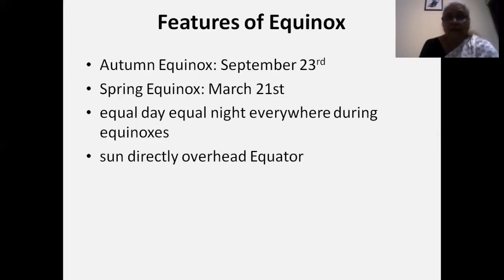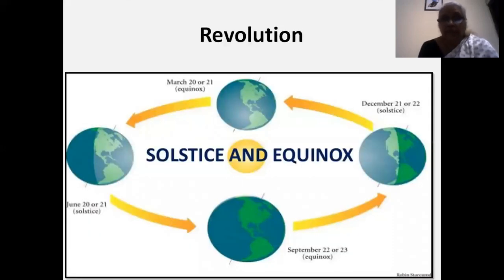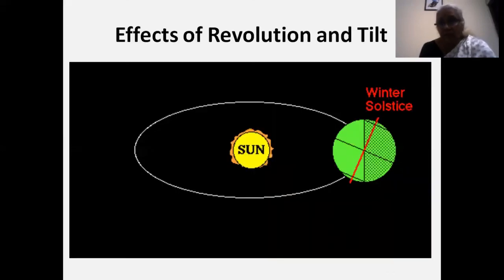Then we have the features of equinox. Equinox is on September 23rd and March 21st. Everywhere on Earth, including the polar regions, you have exactly 12 hours of daylight and 12 hours of darkness. So the Sun will rise approximately at 6 a.m. and set at 6 p.m., depending on your standard time and other time zones. So this in brief is information about the Earth and the Sun, of equinox and solstice and so on.